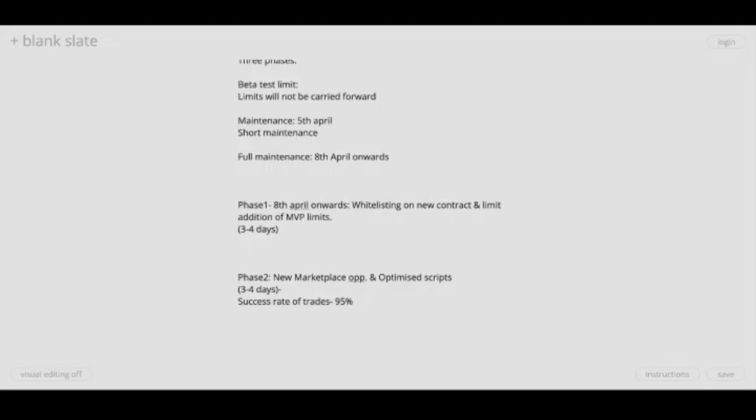Then the second phase will start, in which new marketplace opportunities and optimized scripts will be integrated in the minimum viable product. This will make the success rate of the trades even higher. Sometimes your trades fail and you lose gas fee. So I have good news for you today.